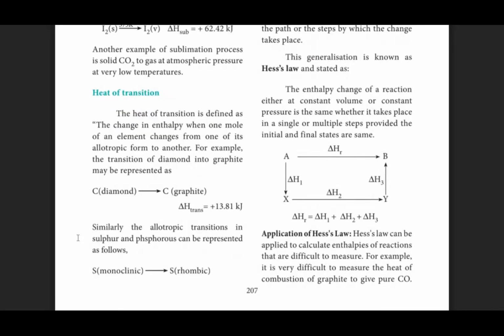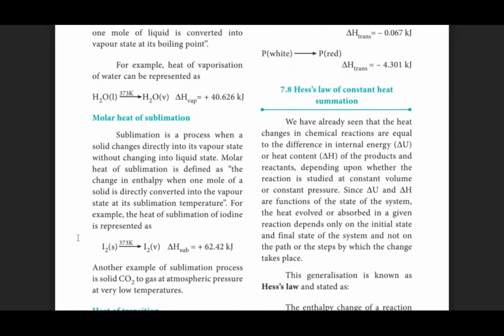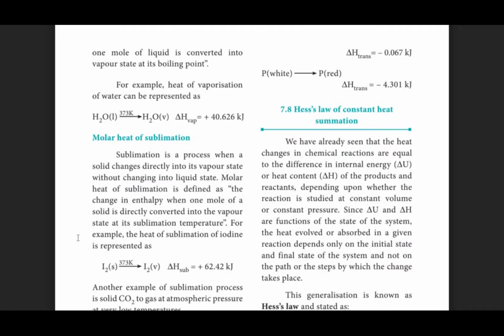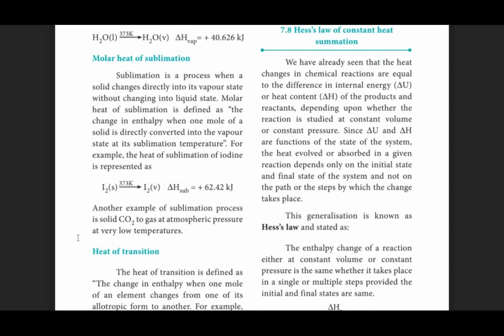Similarly, allotropic transition in sulfur and phosphorus can be represented as S monoclinic is converted into S rhombic sulfur, and in phosphorus this is P white, that is white phosphorus is converted into red phosphorus. Their delta H values are, for sulfur it is minus 0.069 kilojoules, and for phosphorus the delta H transition value is minus 4.301 kilojoules. And the next one, we are going to pass on to one more important law, that is Hess's law of heat summation.